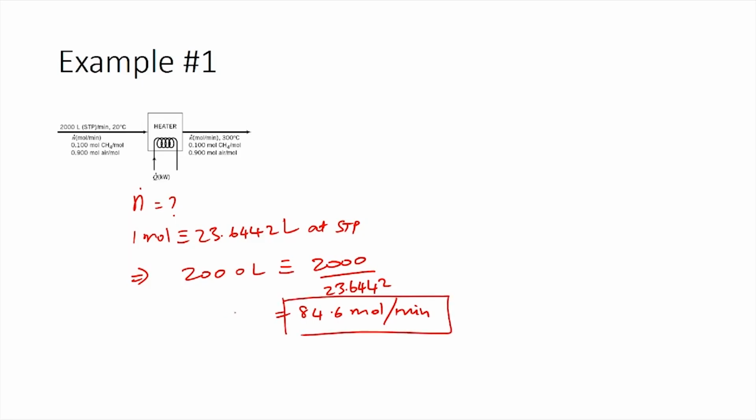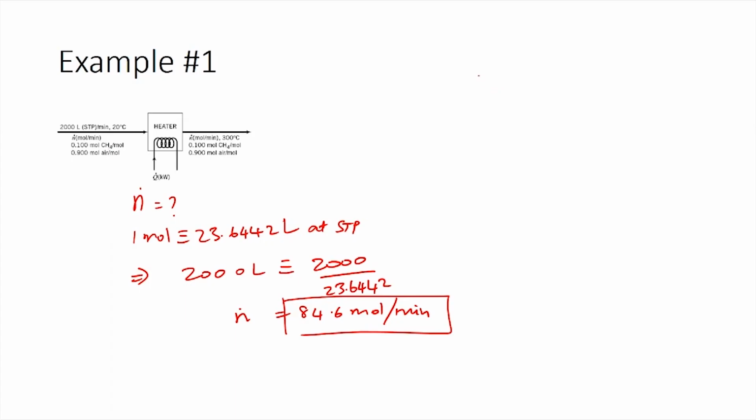So, this is your n dot. Now that we have the number of moles coming in and leaving the system, we can perform all the other energy balance calculations. Here there are no material balance calculations required, so the first step of performing material balances is not required. The next step in any energy balance problem is to identify what type of system it is. Here it is an open system because we have a flow rate.